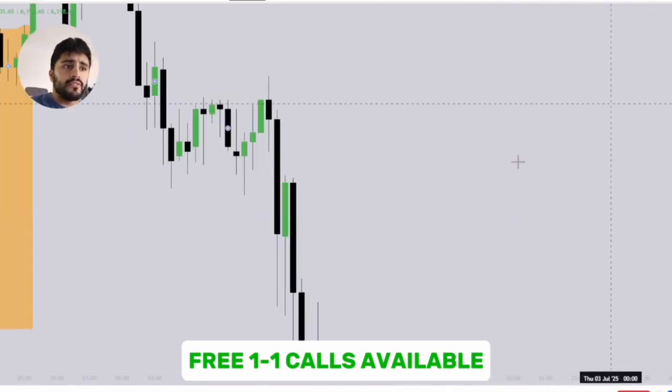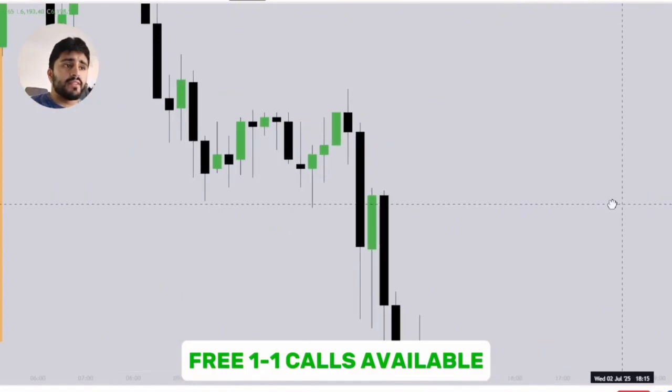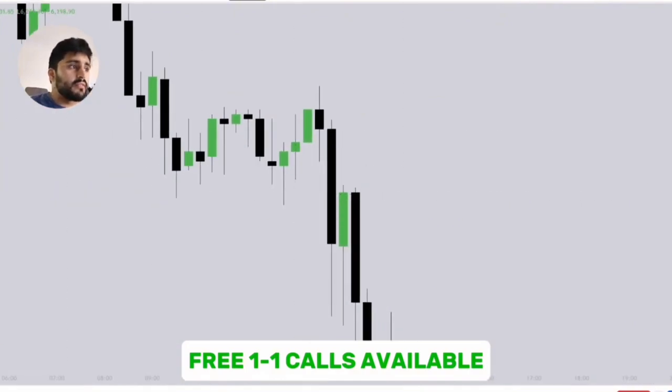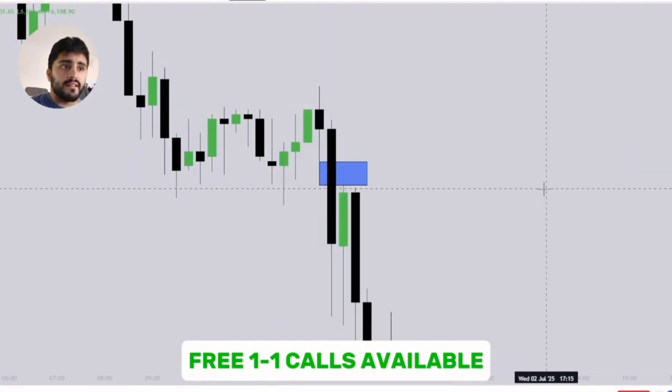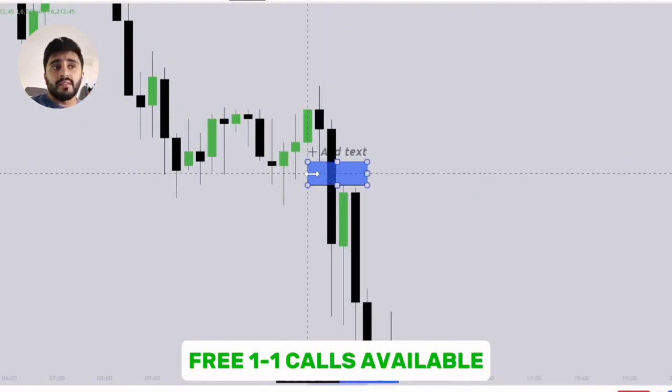We are looking for a 15-minute fair value gap. I'm going to dive into which 15-minute fair value gap this was. So this is the 15-minute fair value gap over here. We can see this candle and this candle, and we have a gap in this candle. I'm going to label that in blue so traders can understand. This is the 15-minute fair value gap.